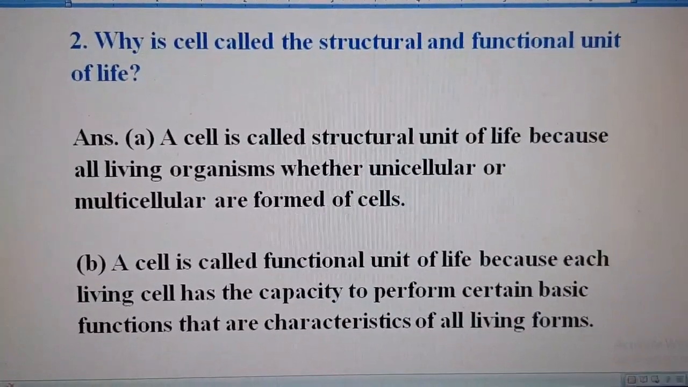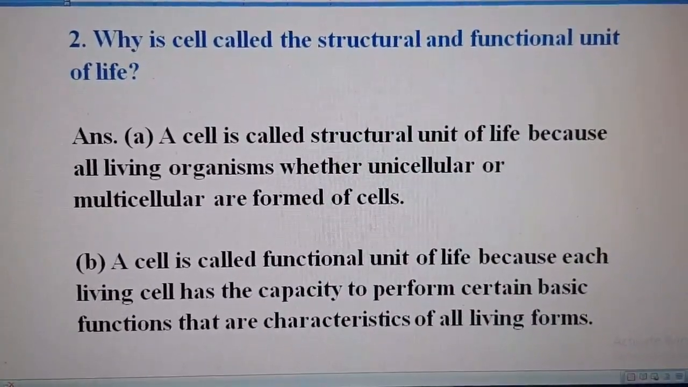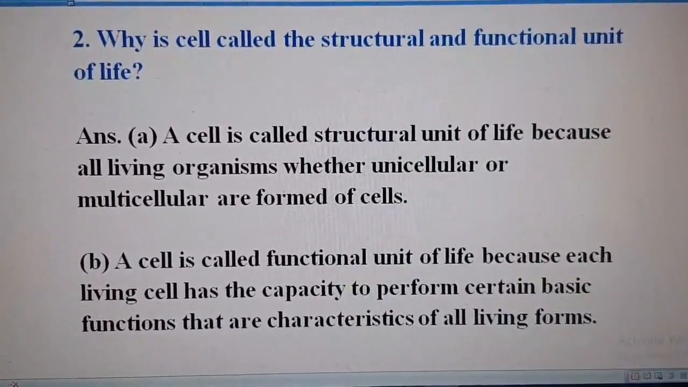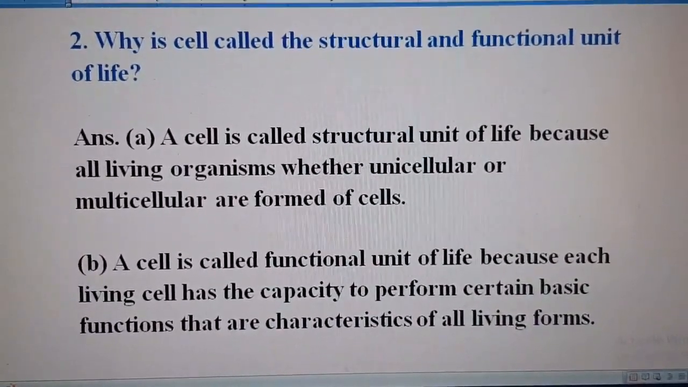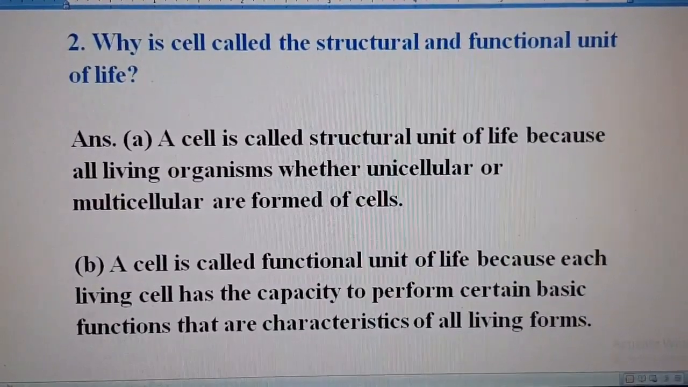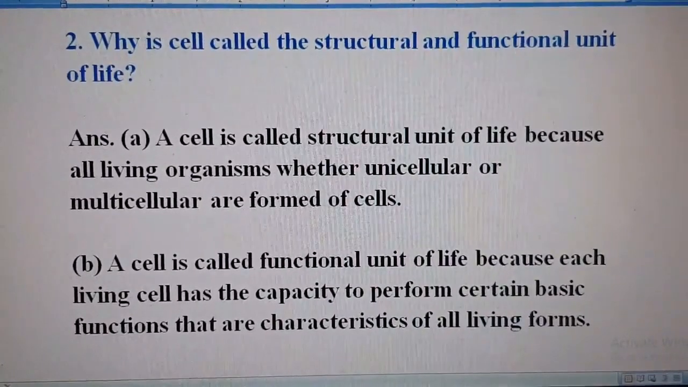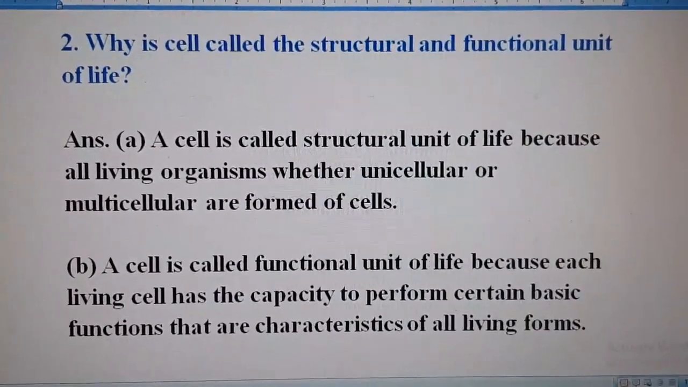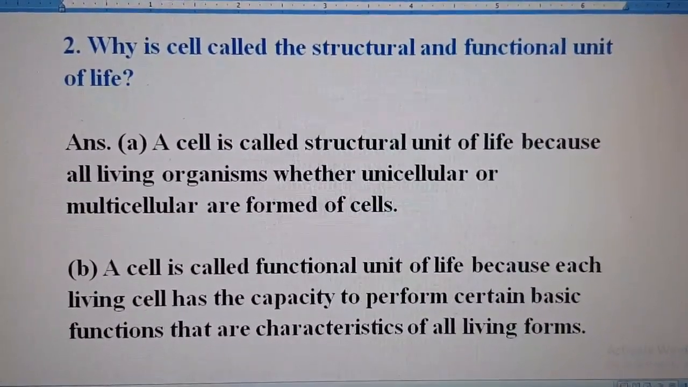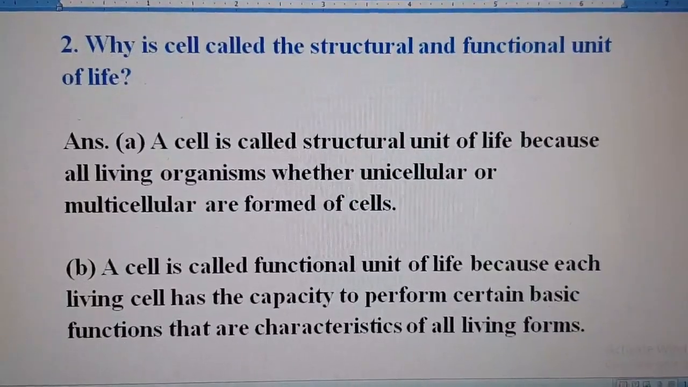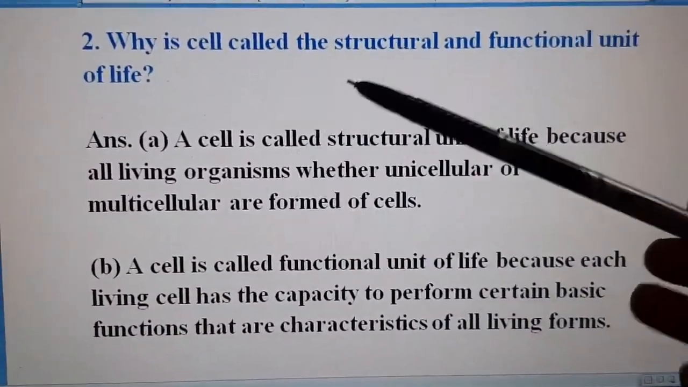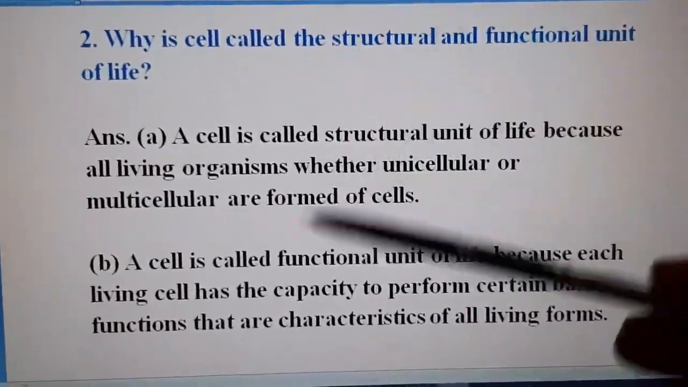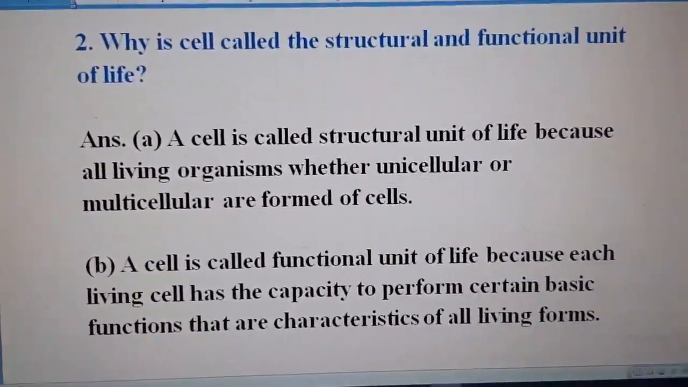Second question, why is cell called the structural and functional unit of life? Answer: a cell is called the structural unit of life because all living organisms, whether unicellular or multicellular, are formed of cells. A cell is called the functional unit of life because each living cell has a capacity to perform certain basic functions that are characteristics of all living forms. So we have divided this question into 2 parts: why is cell called structural and why is cell called functional?